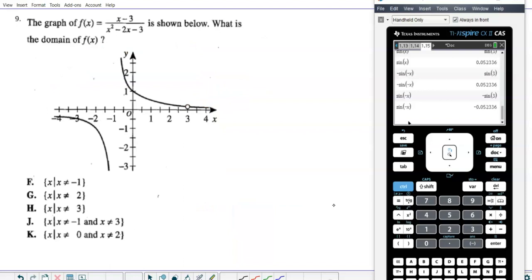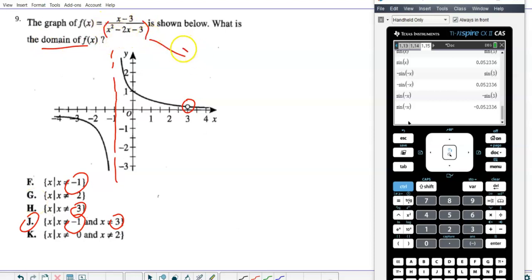If you see there's a hole at 3, so I know there's a discontinuity at 3, so I'm like maybe one of those. It looks like there's a vertical asymptote at -1, so I think it's probably one of those. It's got to be J. Those are both points of discontinuity. They're not in the domain. I hope you saw this.